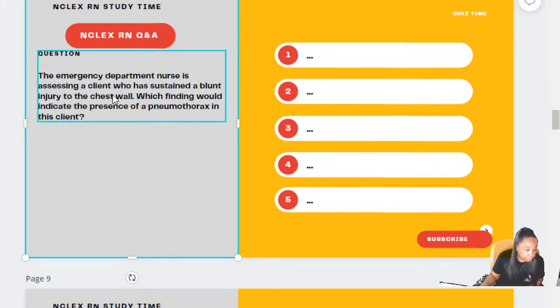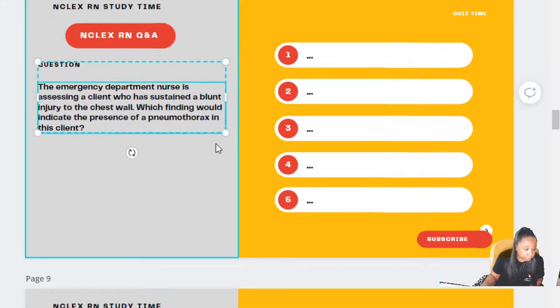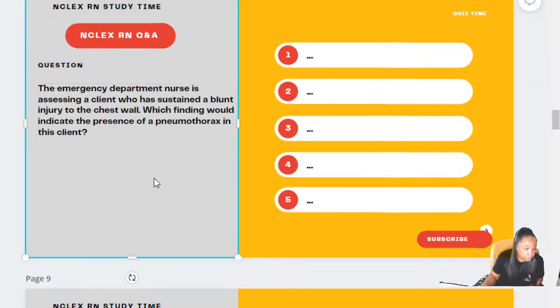Okay, here you go. This is the next one. The emergency department nurse is assessing a client who has sustained a blunt injury to the chest wall. Which finding would indicate the presence of pneumothorax in the client?